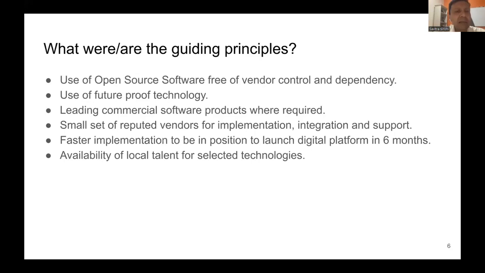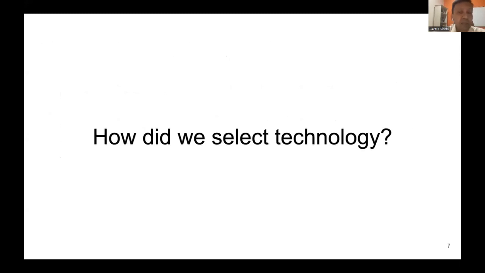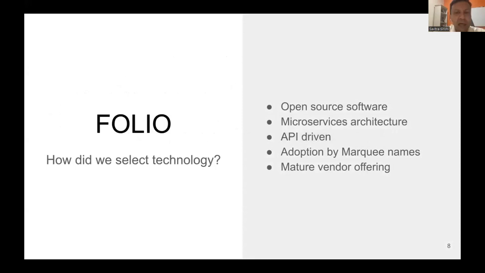And the guiding principles were mostly driven by our vision, right? Because we wanted to build world-class technology. So now we had to pick software for those boxes, right? How did we select that? Let me give you some examples so that you get a sense of how we applied these guiding principles and selected the technology.